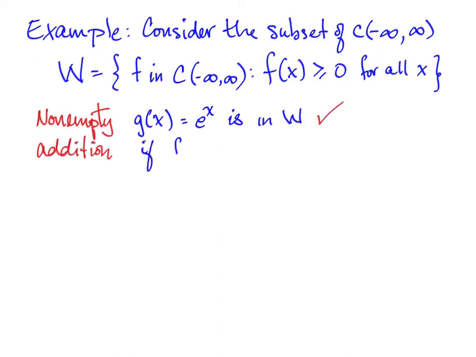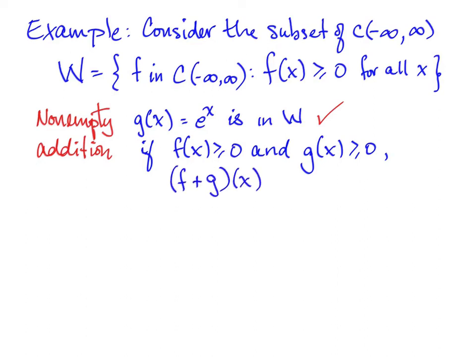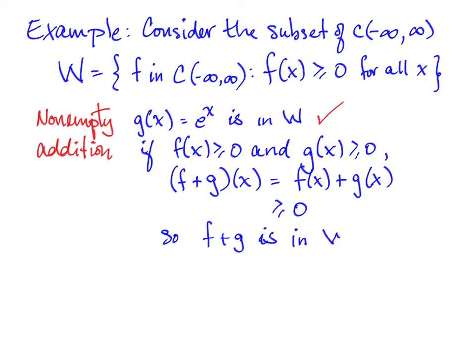So now all we have to do is check closure under addition and closure under scalar multiplication. So if we take two functions that are non-negative, they're continuous everywhere and non-negative, and we want to see if the sum f plus g is also non-negative, we use the usual addition of functions and compute f of x plus g of x. Since those are both non-negative, they're both greater than or equal to 0, when we add them together, we get a function that's non-negative. So the sum, f plus g, is another function that's also in W.